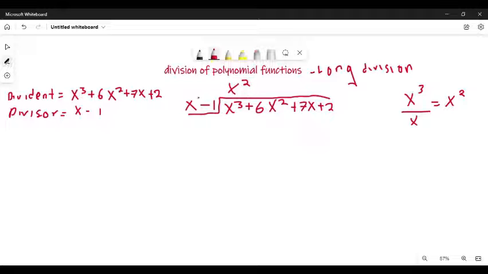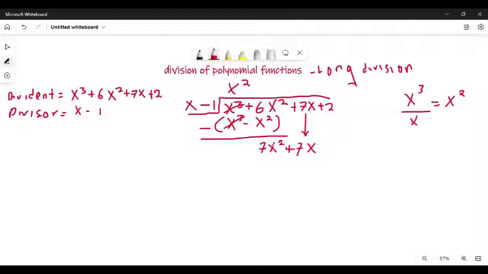Then you multiply this with the divisor, meaning x squared by x. This is x to the power 3. Remember, the divisor has got 2 terms, so x squared by negative 1 also. This gives you negative x squared. Then you put this in brackets and subtract. When you do that, this and this will cancel. Then this and this will make it positive. Hence, 6x squared plus x squared will be 7x squared. And when you do that, drop the other value there, which is positive 7x.